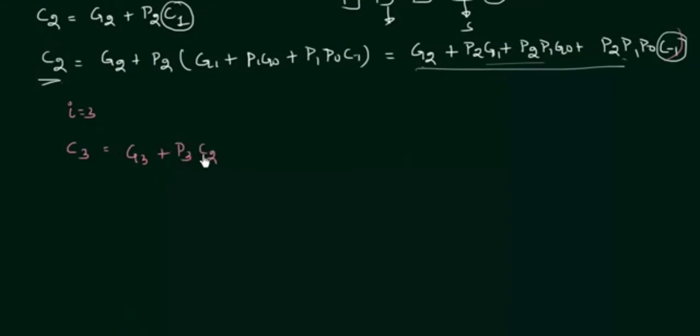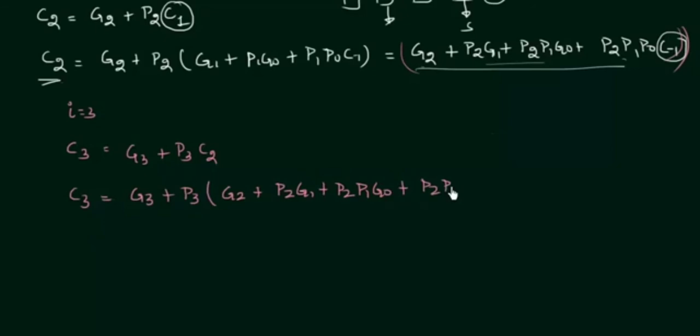Now we will do the same thing that we have been doing for the last three steps, which is replacing this C2 by the value in which there is only C minus 1. So C3 is equal to G3 or P3, and this whole thing will come in the bracket: G2 or P2 G1 or P2 P1 G0 or P2 P1 P0 and C minus 1.